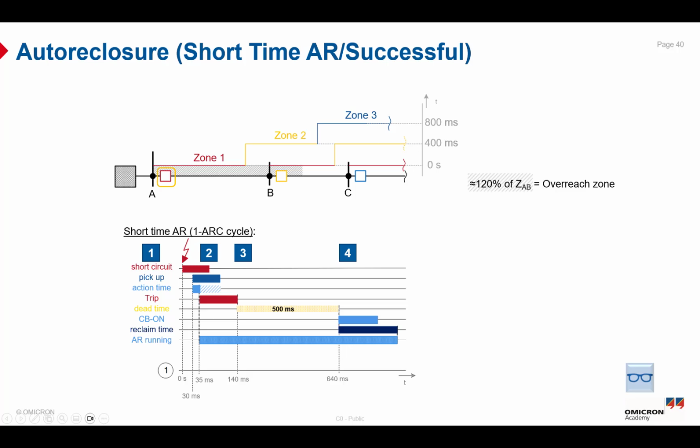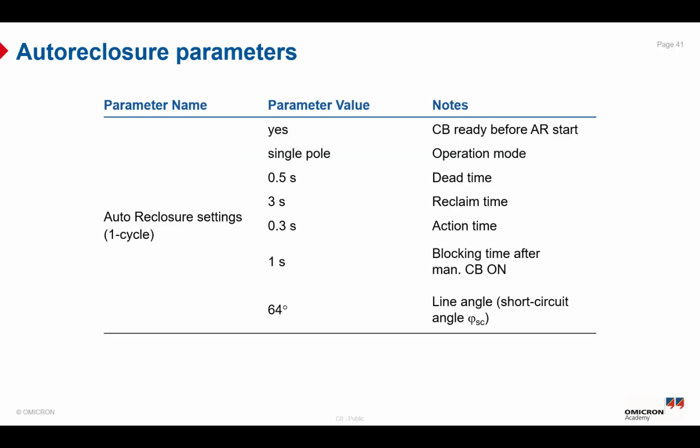Okay, so here is a first example. Now we will take an example of the relay parameters for our application. As you can see here, we have the auto-reclosure parameter settings for the first cycle, or only single shot. We have circuit breaker ready before the AR start: yes. The operation mode is single pole tripping. The dead time equals 0.5 seconds. The reclaim time equals 3 seconds. And the action time equals 0.3 seconds. Blocking time after the manual circuit breaker on is 1 second, and the line angle, short circuit angle equals 64 degrees.